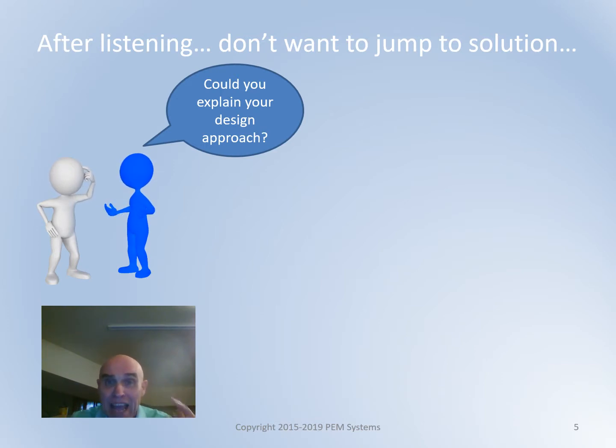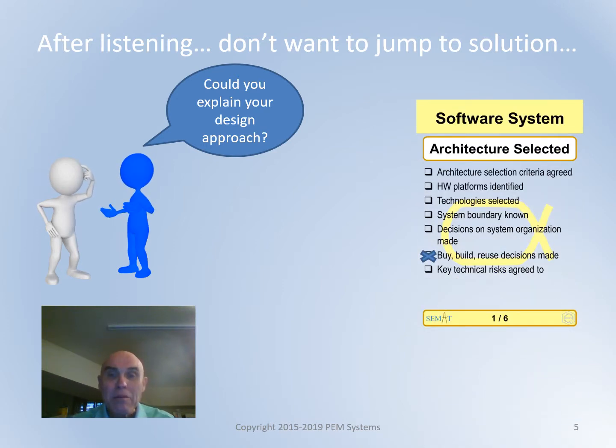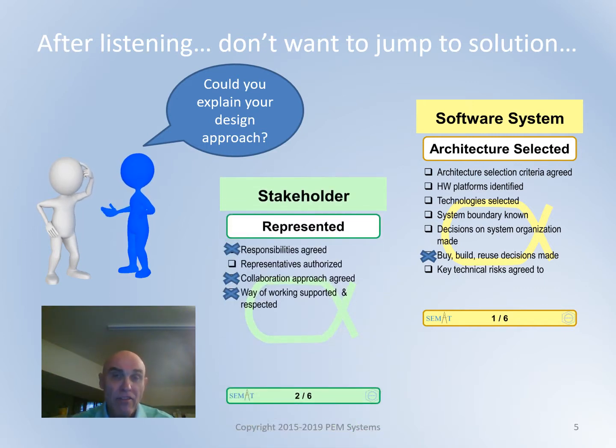In the back of my head, when I ask these questions, I am thinking about the software system alpha, architecture selected state, checklist: buy, build, reuse decisions made, and stakeholder alpha, represented state, responsibilities agreed, collaboration approach agreed, way of working supported and respected.